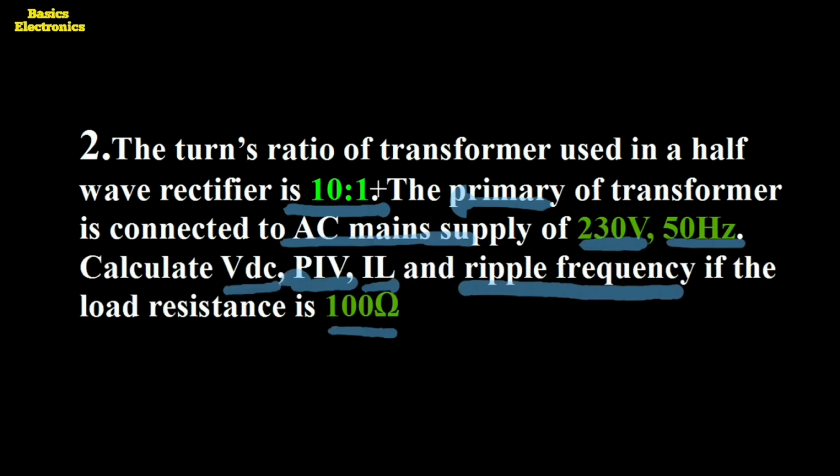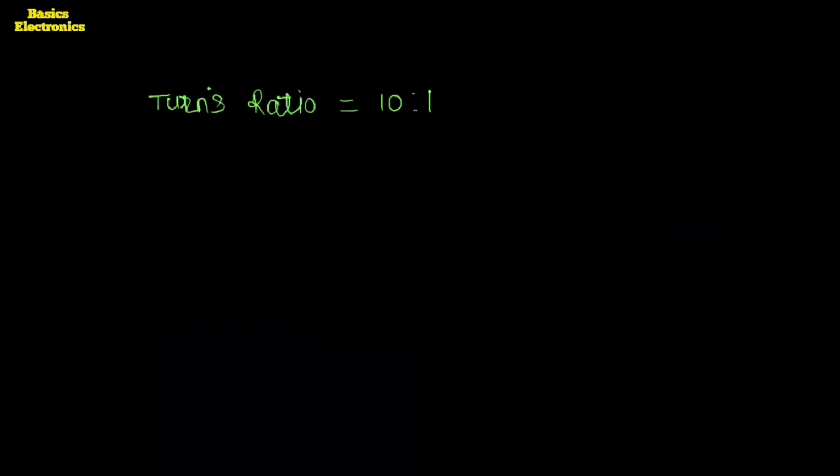Then the next thing is given, and that is the AC main supply. The transformer primary is connected to AC main supply, which means here the primary voltage is given, that is V primary, 230 volts, 50 hertz.